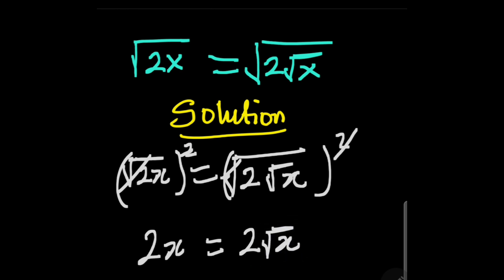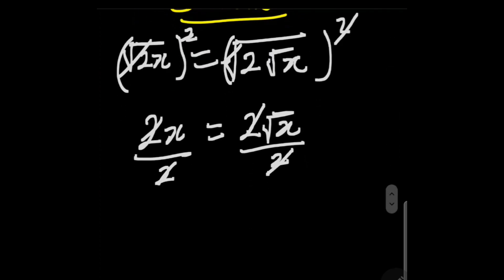Now the next thing we're going to do, remember we are looking for the value of x. Here we have 2 in the left hand side and we also have 2 in the right hand side, so we can just eliminate that 2, or we just divide both sides by 2, so that this 2 is going to cancel this 2. So in the left hand side we are left with only x, which is going to be equal to root of x. Now, how are we going to get the value of x?